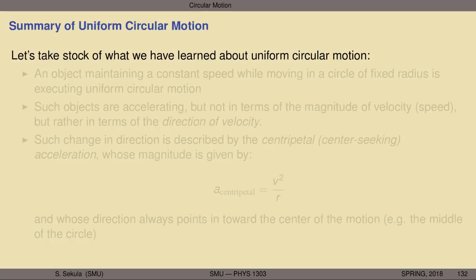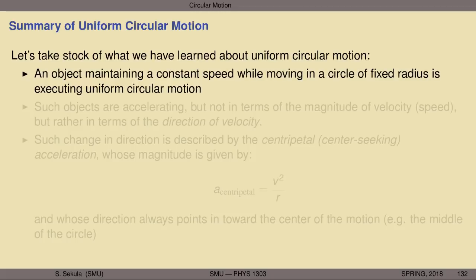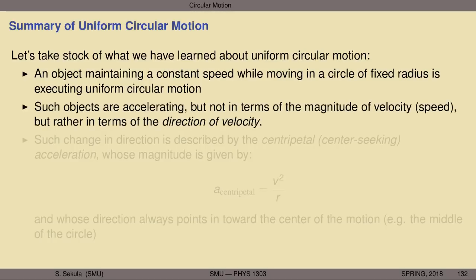So let's take stock of everything that we've learned about uniform circular motion. An object maintaining a constant speed while moving in a circle of fixed radius is executing uniform circular motion. Now, such objects are accelerating, but it's not the magnitude of the velocity, that is the speed, that's changing. Rather, it's the direction of the velocity that is changing. So the speed remains constant, but the direction changes over and over again as some influence nudges the velocity vector toward the center of motion, center seeking or centripetal acceleration.